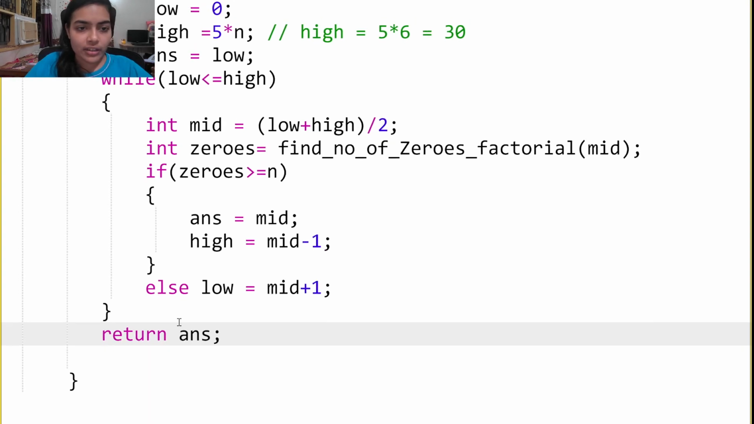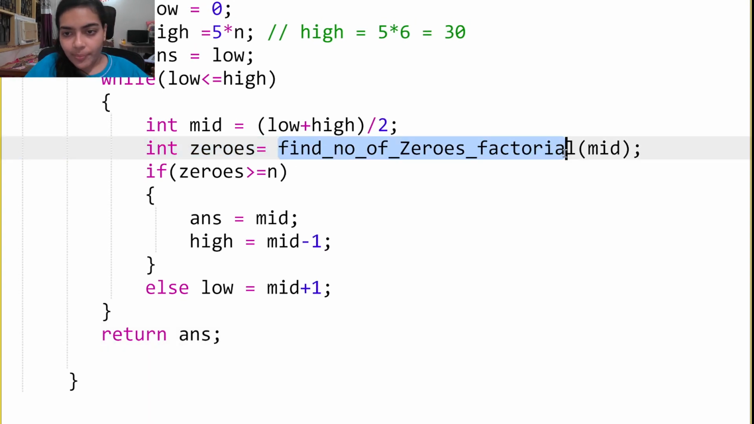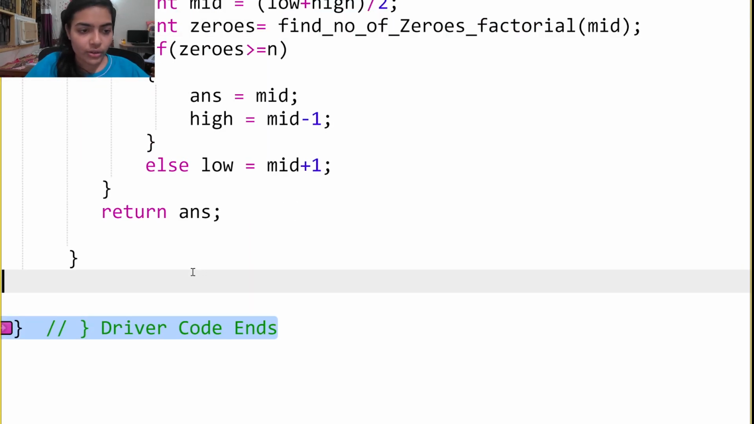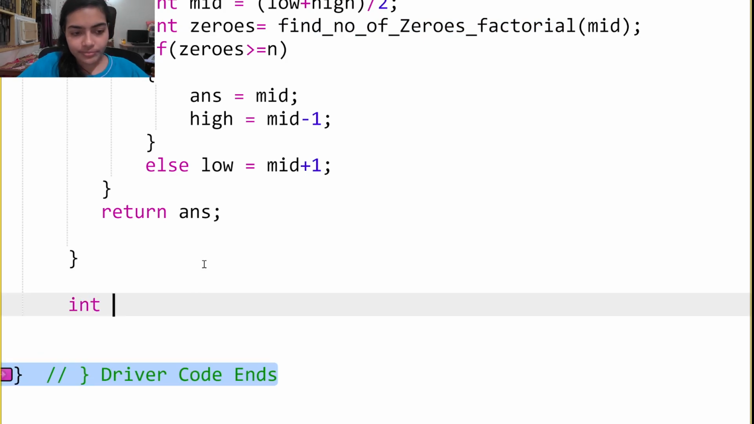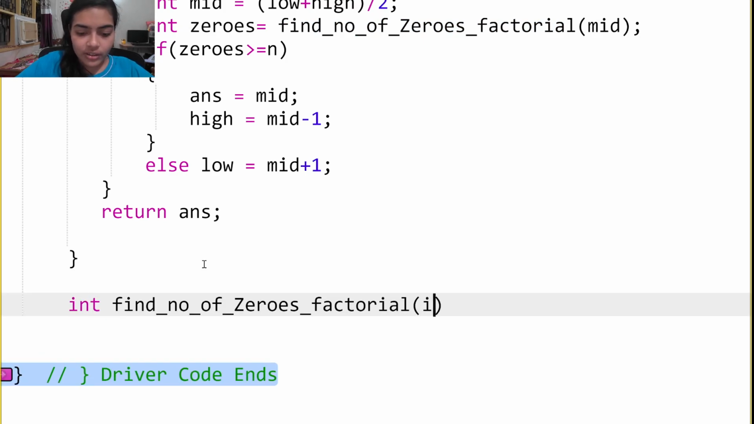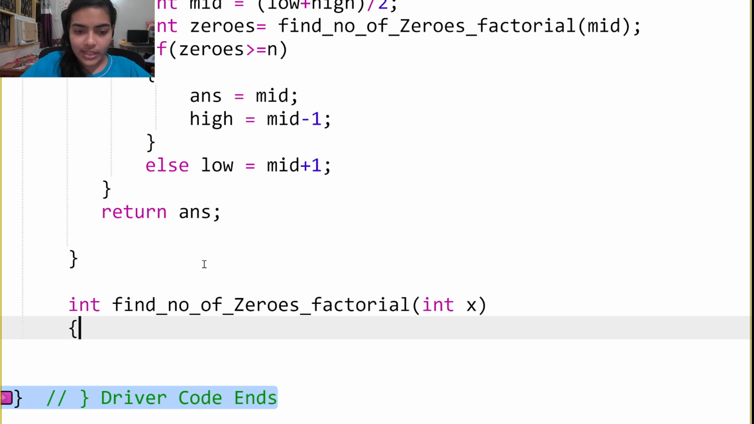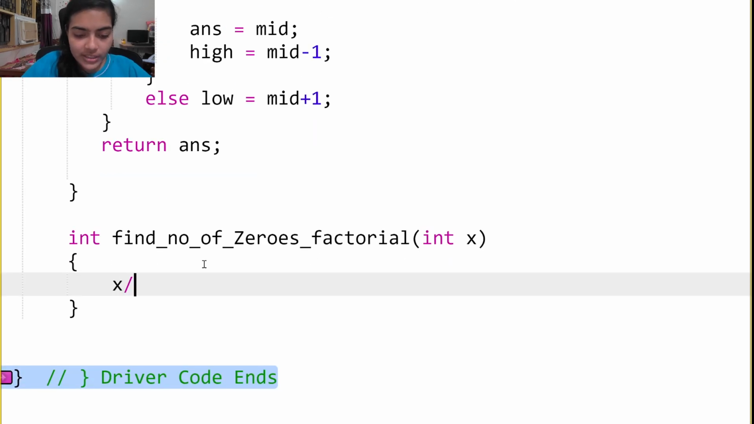That's it. Now I have to just declare this function, and this function is very simple. It will just count the number of zeros in factorial. So let's declare this function. It's of type int, and it takes some input, let's say input x. So what are we doing? In this function, we have to basically just return x by 5 plus x by 25 plus x by 125 and so on, right? So this is what we have to actually return.